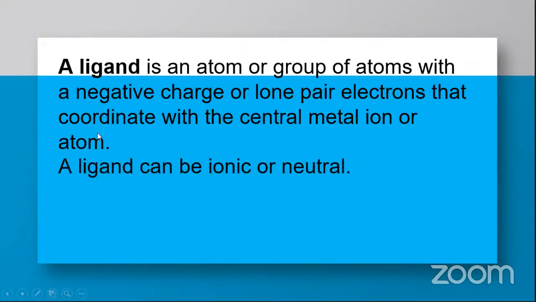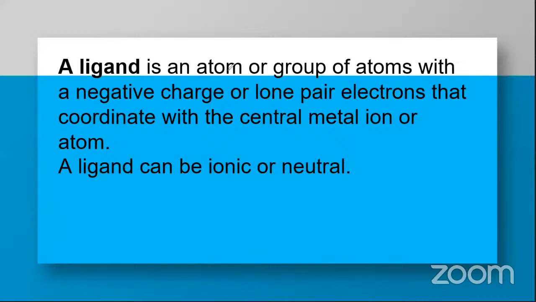So, a ligand is an atom or group of atoms with negative charge or lone pair of electrons that coordinate with a central metal ion. So what do we mean when we say an atom?